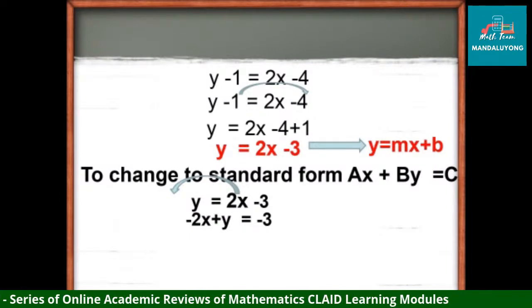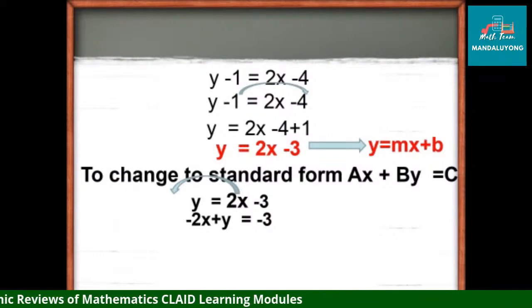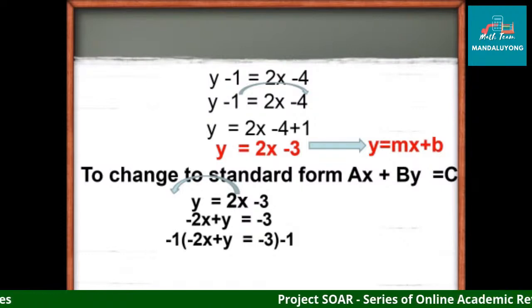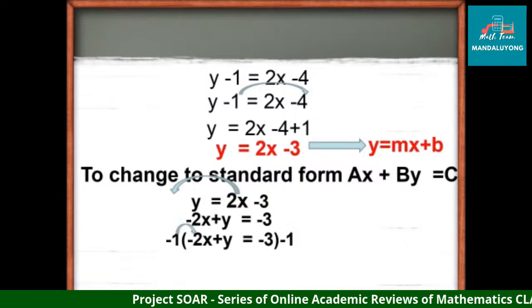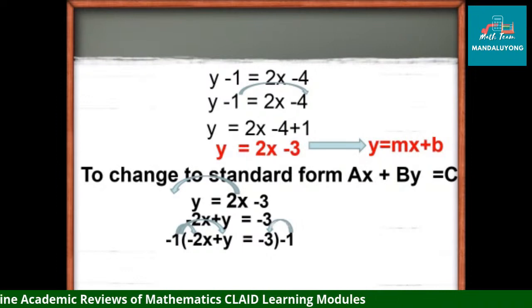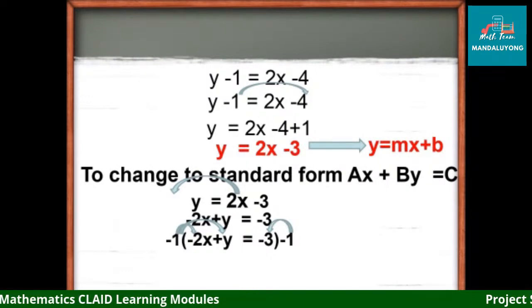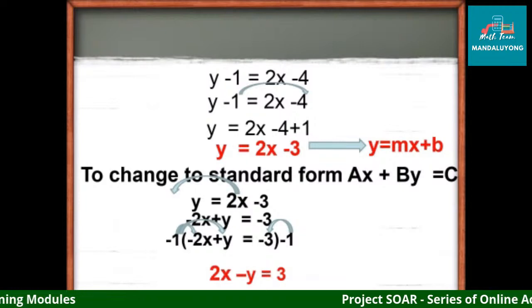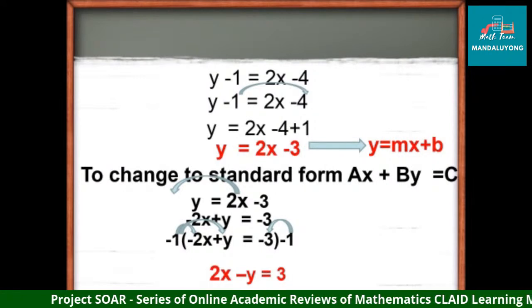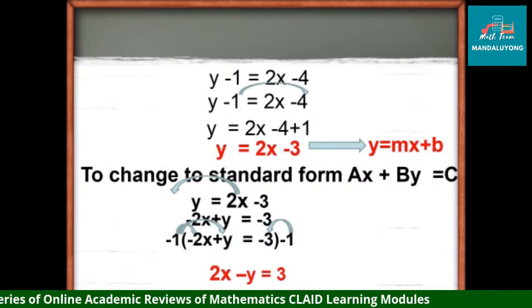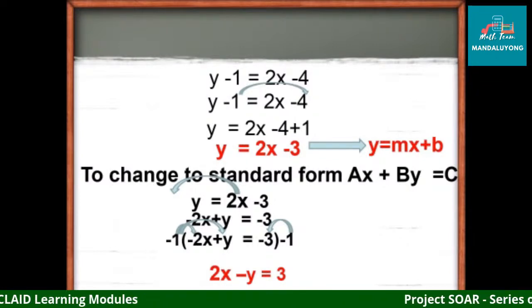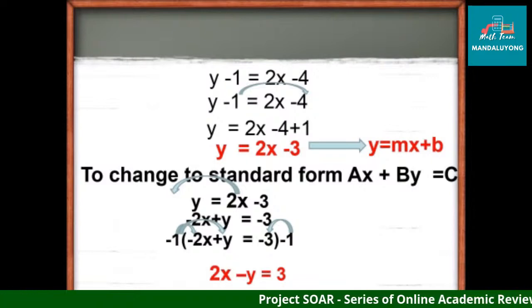Since we want to start with a positive term, we will multiply our equation by negative 1. So negative 1 will be distributed to negative 2x, negative 1 will be distributed to positive y, and negative 1 will be distributed to negative 3. And the result is 2x minus y equals 3. So our answer could be y equals 2x minus 3, which is written in slope-intercept form, or 2x minus y equals 3, which is written in ax plus by equals c.